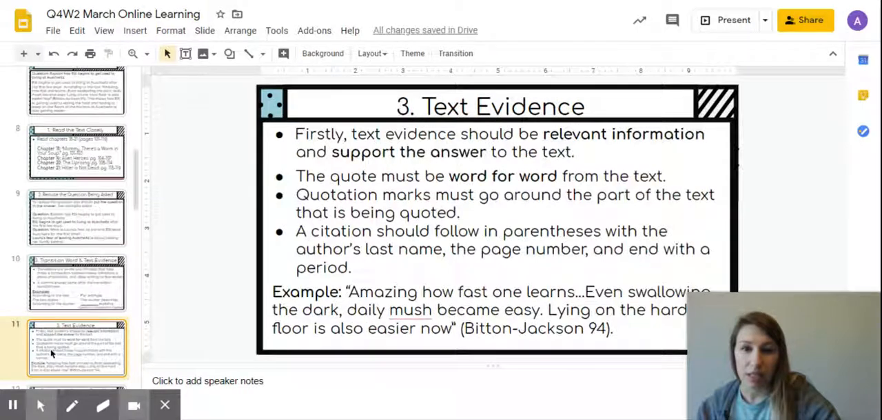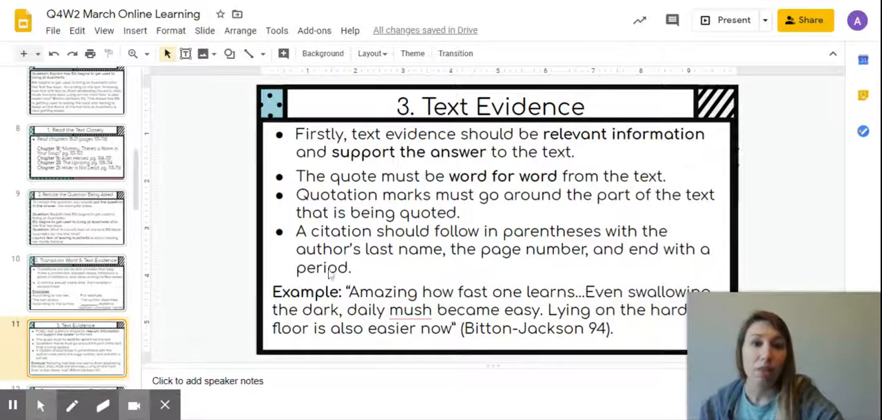Okay, next is putting in the evidence. Make sure your evidence is relevant information and actually supports your answer. We want you guys to try and pick out what is the best evidence. The quote must be word for word from the text. Quotation marks must go around the part of the text that is being quoted. And a citation should follow in parentheses with the author's last name, the page number, and end with a period. Again, here is that example for you from before.